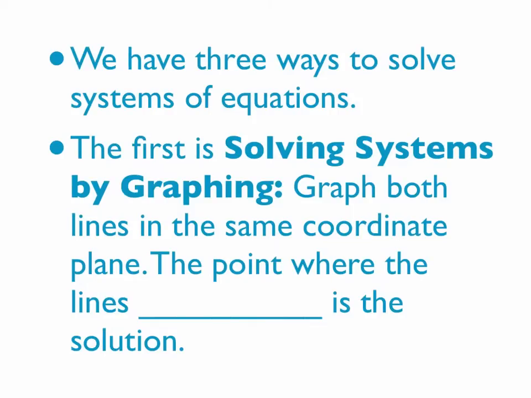We have 3 different ways to solve systems of equations. The first is solving systems by graphing. To solve systems by graphing, you're going to graph both the lines in the same coordinate plane. The point where the lines intersect or cross is the solution.